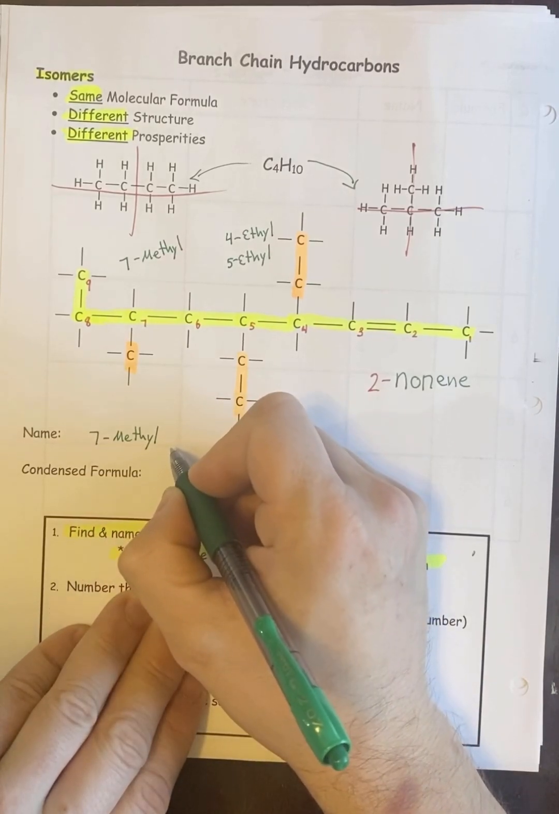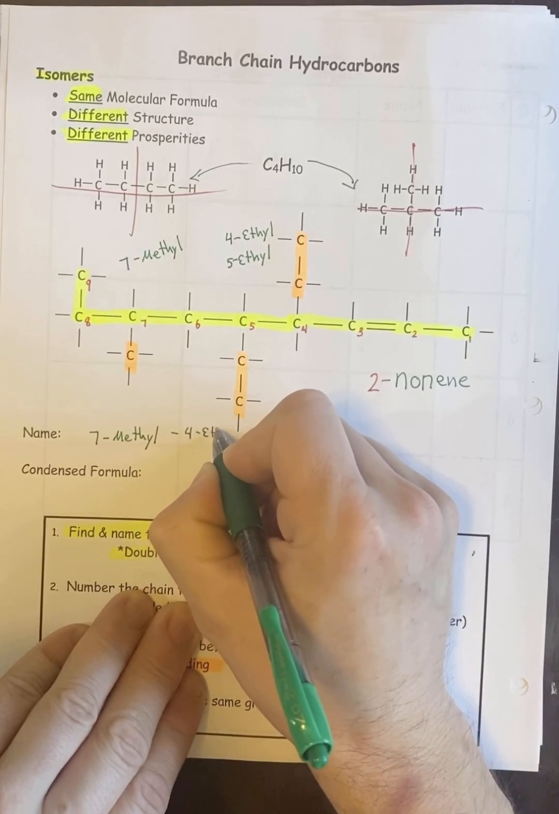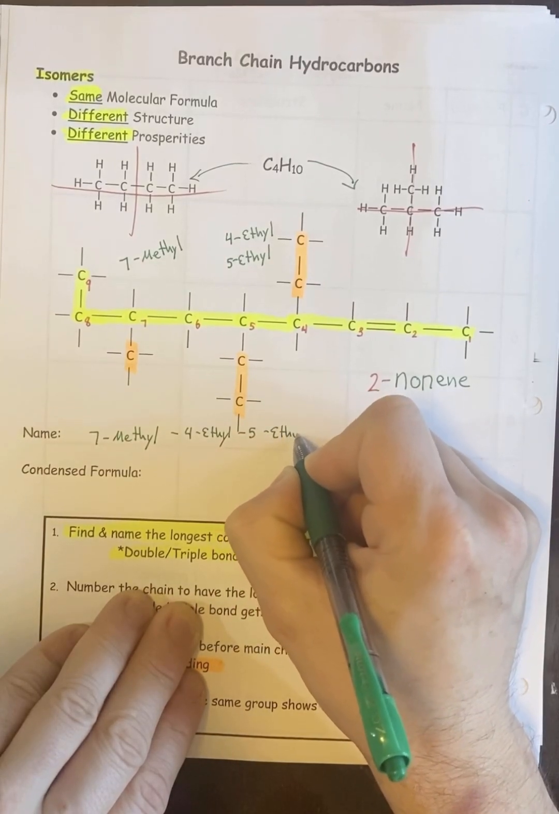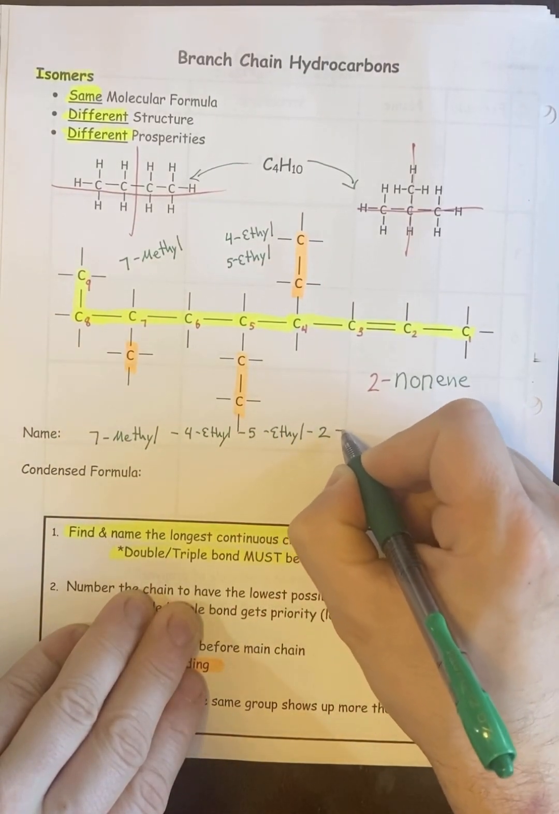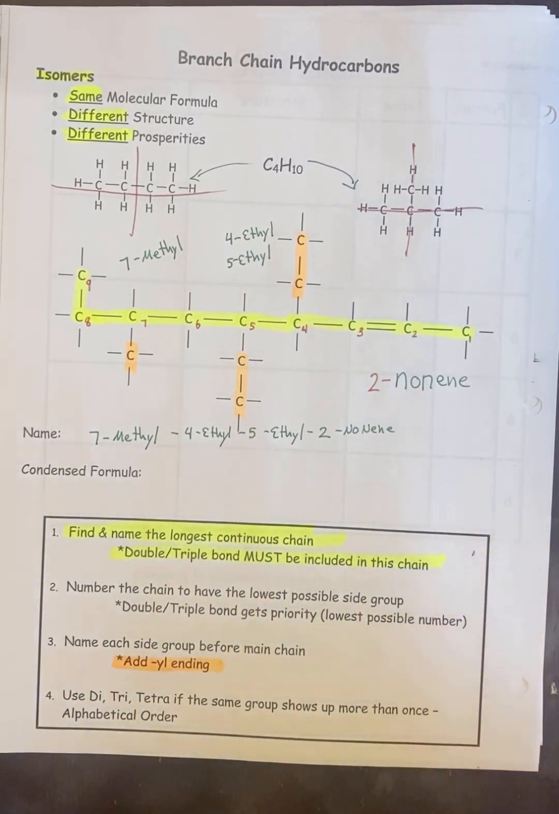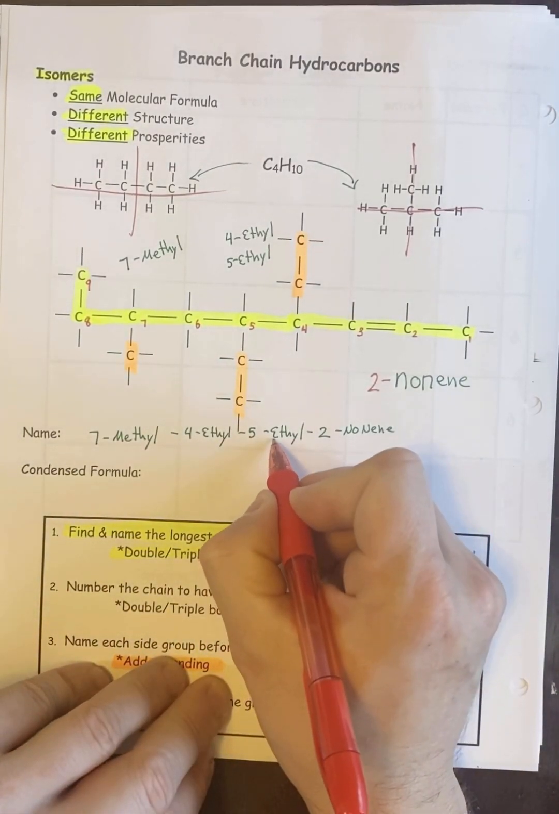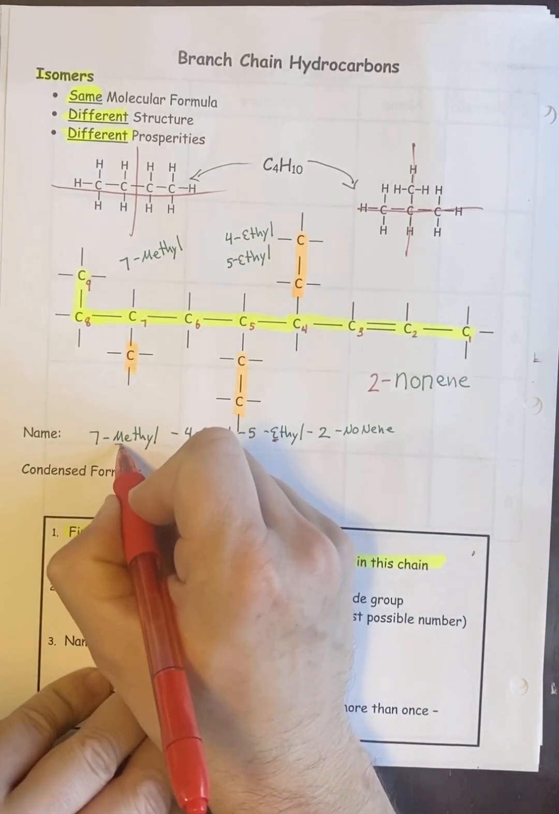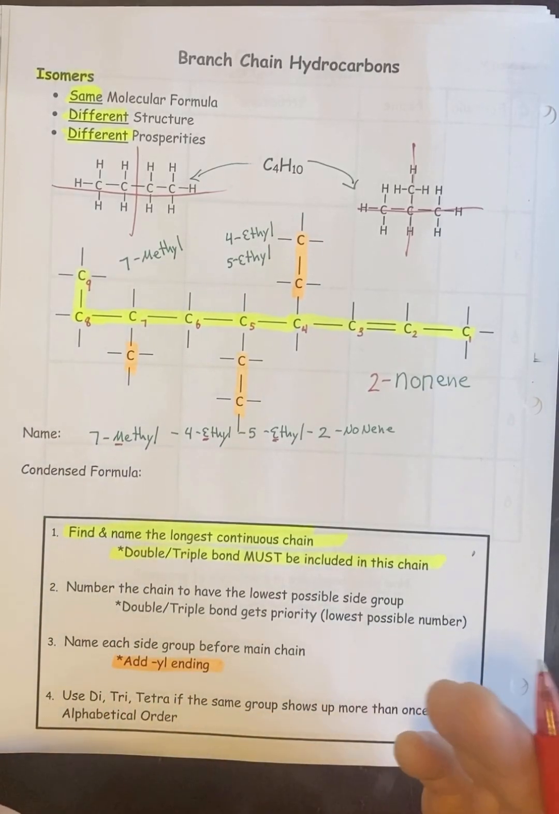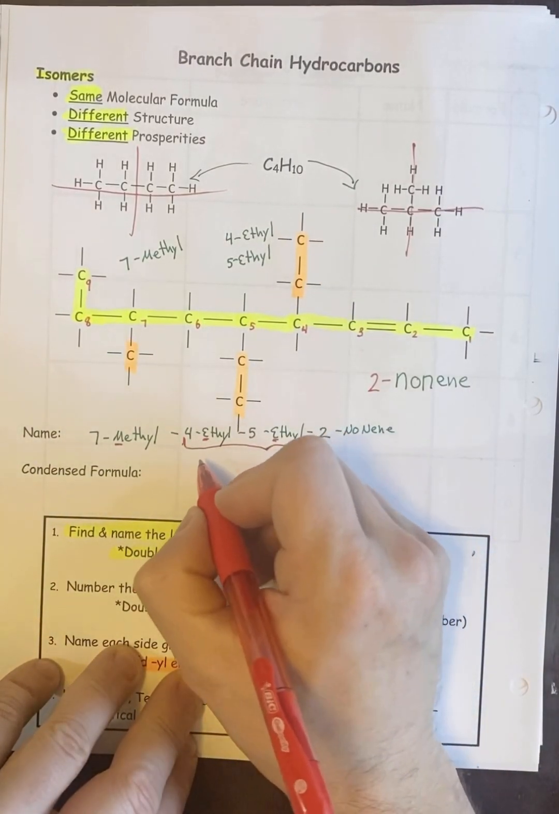You would write 7-methyl, 4-ethyl, 5-ethyl, 2-nonene. But there's a couple reasons this is wrong. One, technically, the branches are supposed to be in alphabetical order, so the ethyls should come first and then the methyl goes second, so that's one thing. But 2, we can condense these 2 down to this.